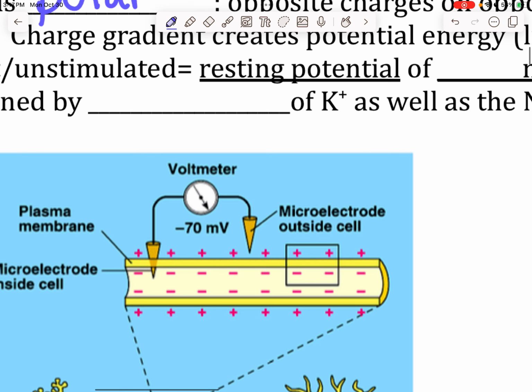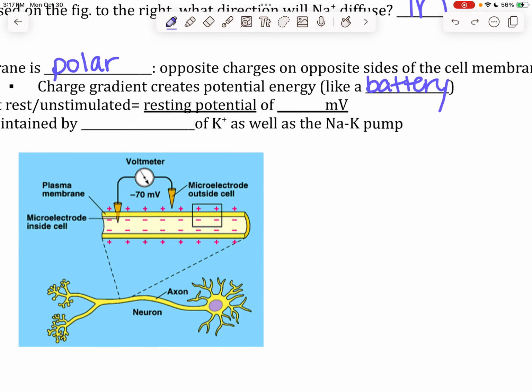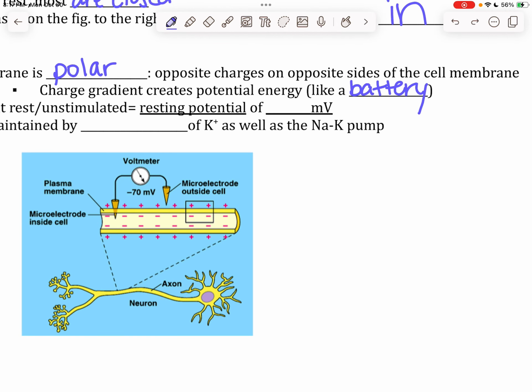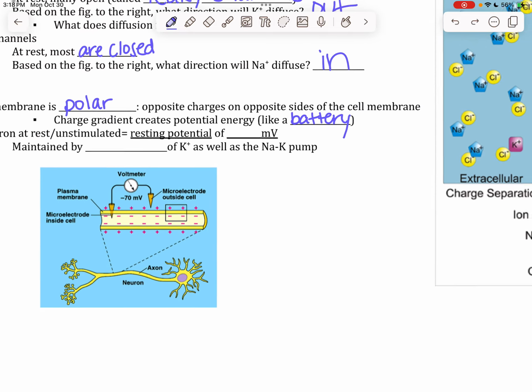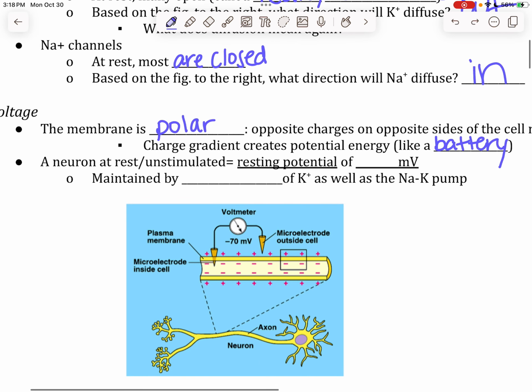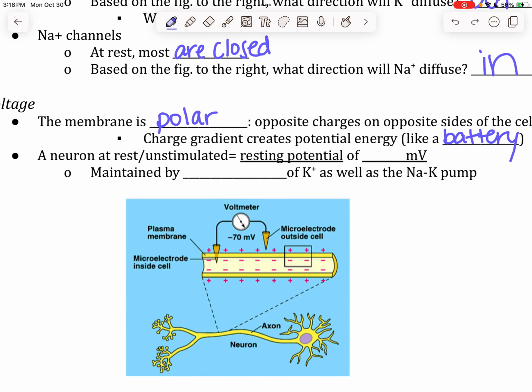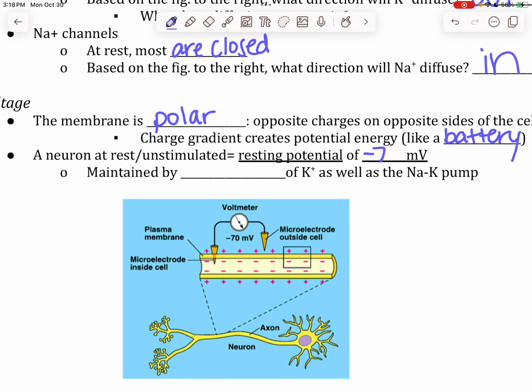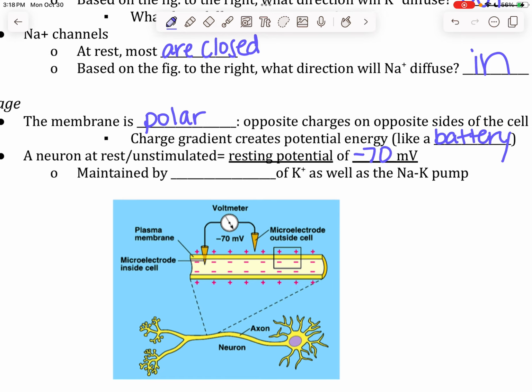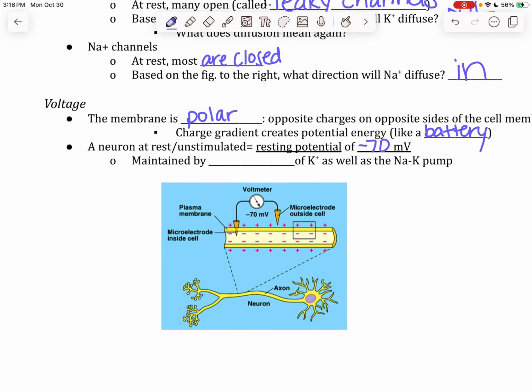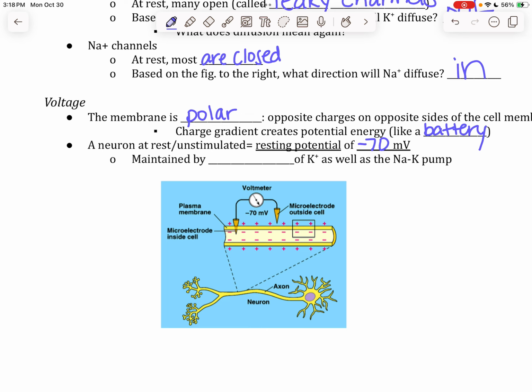can be measured hypothetically with a voltmeter, because remember, we're dealing with not chemical energy, but this electrical current, we'll say. So a neuron at rest, or unstimulated, has a resting potential of -70. We discovered where this number came from in our simulator. So you guys did the math. You used the Nernst equation to figure out this value. Okay, roughly.